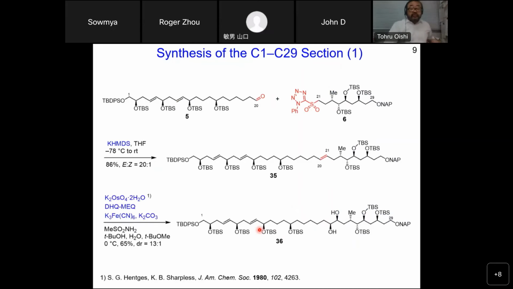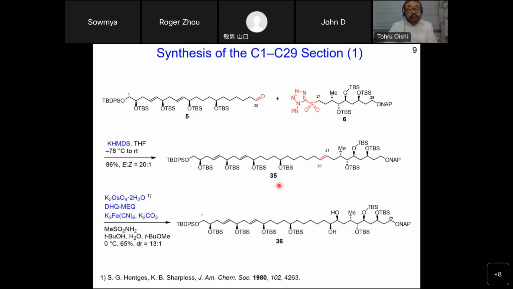Then Julia-Kocienski olefination of aldehyde 5 and the sulfone using potassium hexamethyldisilazide at minus 78 degrees to room temperature. The desired compound was obtained in 86% yield, giving the E isomer selectively in a 20 to 1 ratio.